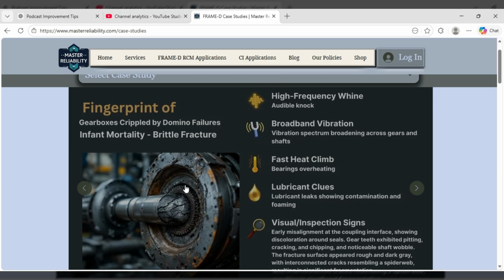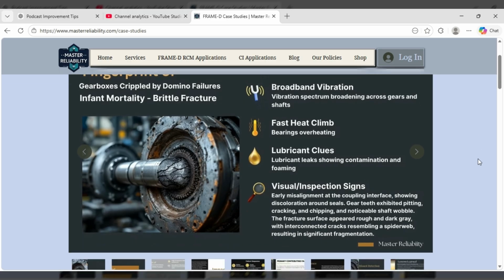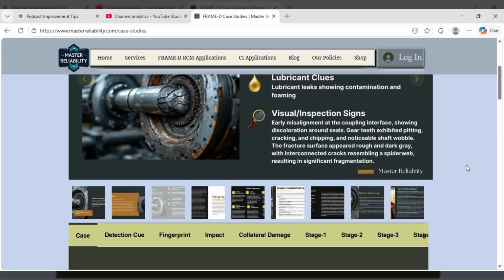So in this case, fingerprints: gearbox crippled by domino failures, infant mortality, that means it failed early on. It is associated with the following fingerprints: a high frequency whine, broadband vibration, fast heat climb, lubrication clues, and visual inspection signs are early misalignment at the coupling interface, showing discoloration around the seals, gear teeth exhibiting pitting, cracking, and chipping, and noticeable shaft wobble. The fracture surface appeared rough and dark and gray, so you can see the sludge around it.